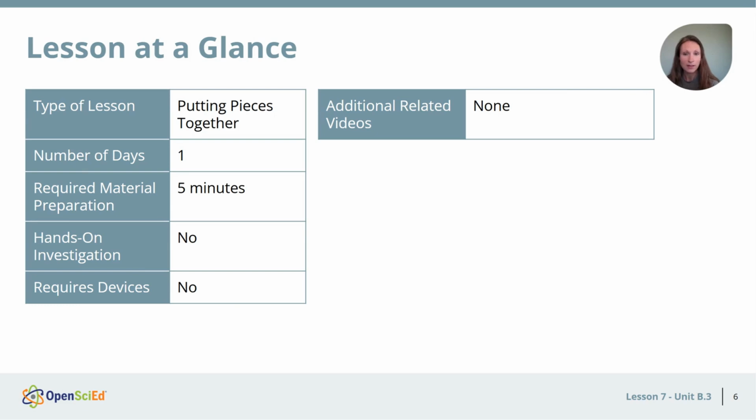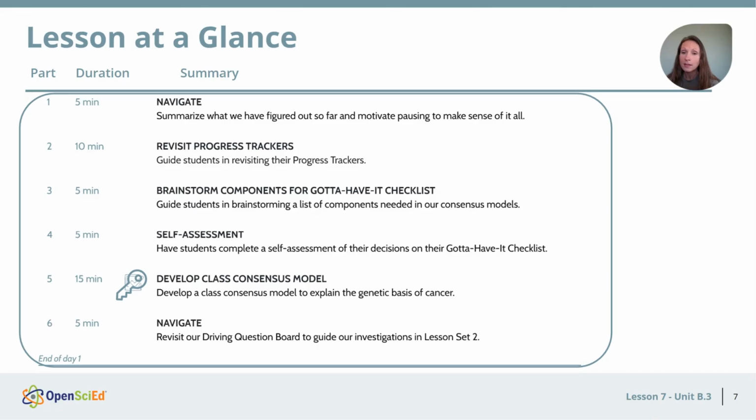Lesson 7 takes one class period. It involves creating a class consensus model. The 5 minutes of material preparation listed here is to gather chart paper and markers. Students will not need their individual devices in this lesson. Lesson 7 begins with students reviewing their progress trackers to identify some of the big ideas. Then they create a gotta have it checklist to use while developing a class consensus model to explain the genetics behind how we get cancer. We end the lesson by revisiting our driving question board to identify the questions that we still need to answer.